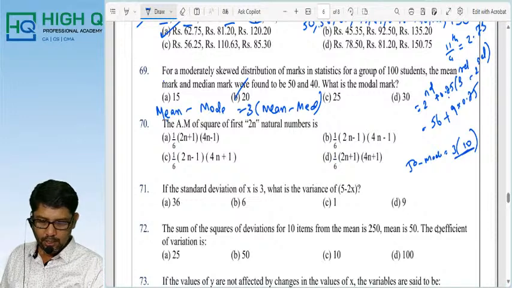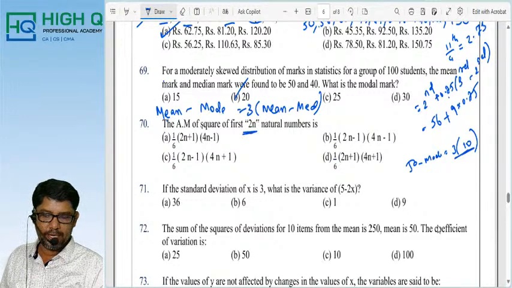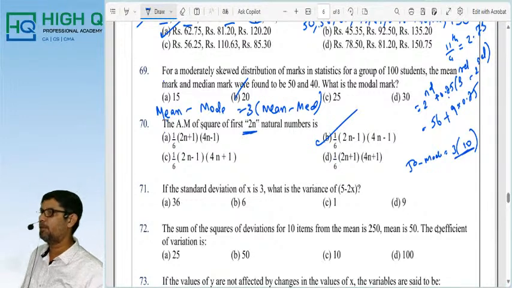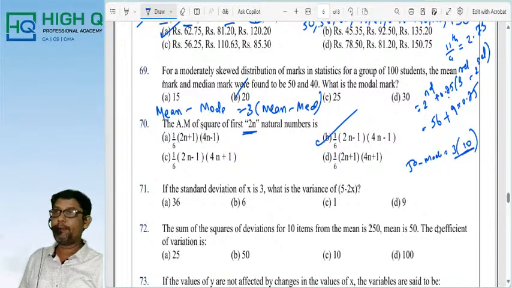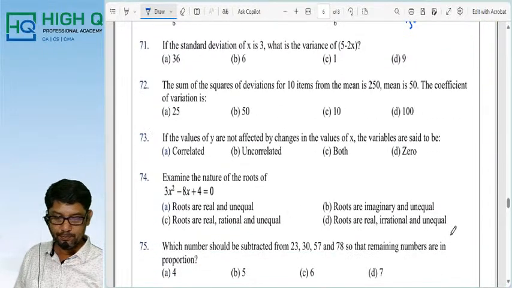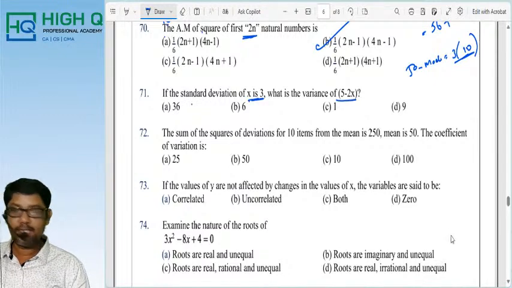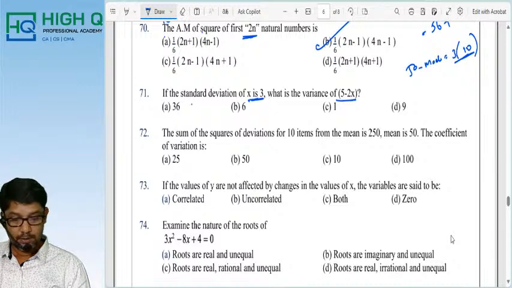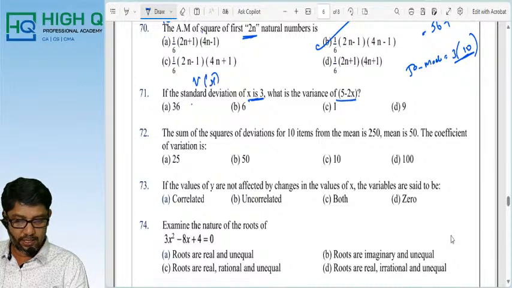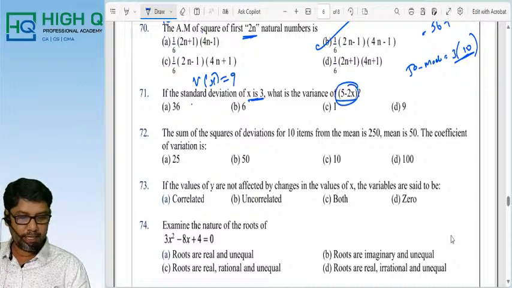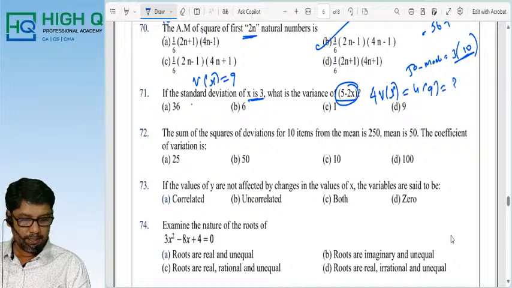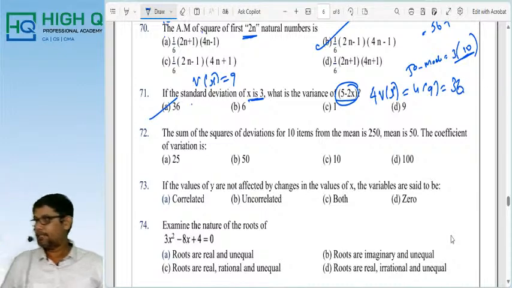Next, AM of the square of first 2n natural numbers. My dear, please remember it as a formula: 1 by 6 into 2n plus 1 into 4n plus 1. Now, standard deviation of x is 3. Variance of? So, variance of x is equal to 9. I told you the negative sign does not matter. So, 4 into variance of x, 4 into 9, 36. Am I right, my dear?